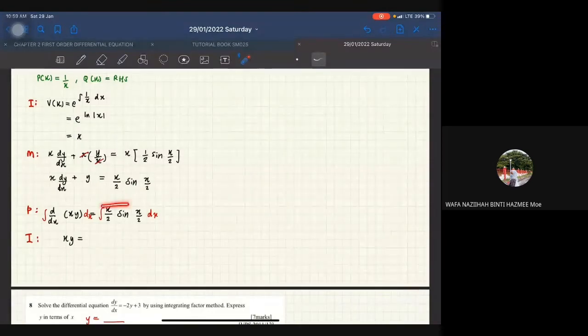Okay, kalau awak tengok dekat sini, kita ada polynomial over here. And then we have trigonometric function over here. Okay, so this one, can we use substitution? Boleh tak nak guna substitution? Dia membantu tak untuk solvekan kita punya integral?